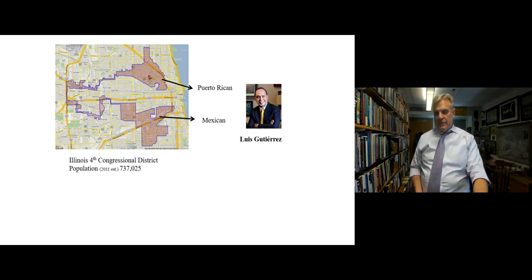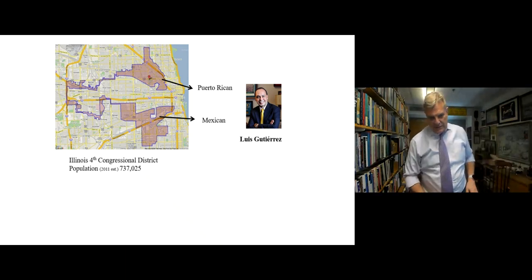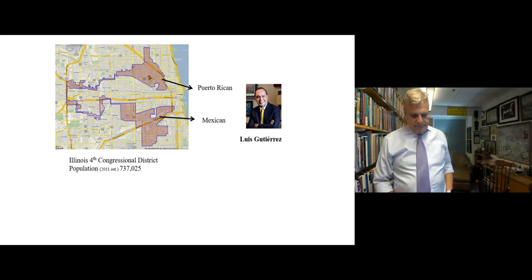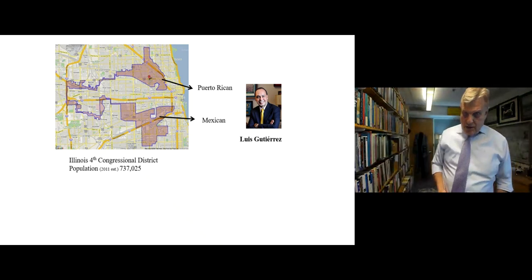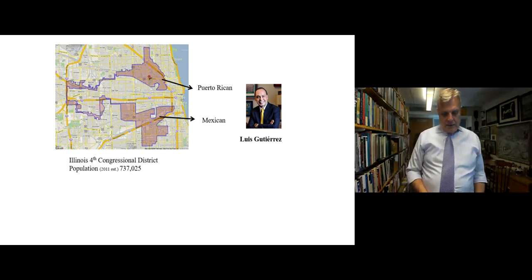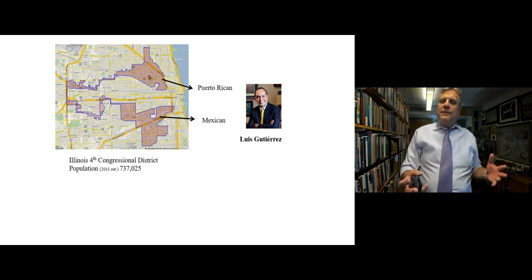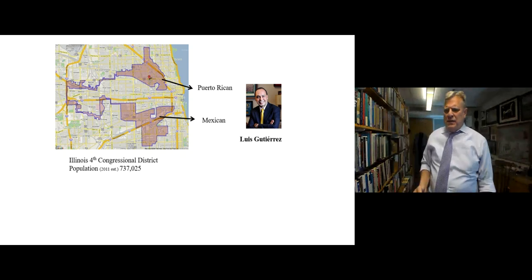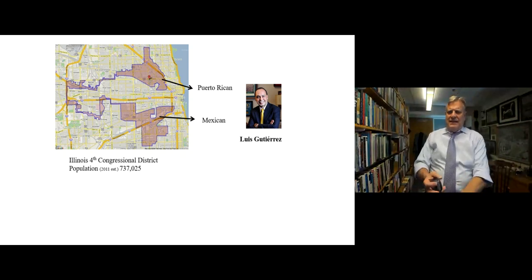This is an old map. Luis Gutierrez no longer represents the 4th Congressional District in Illinois. And they are redistricting it as well right now. But it's a strange-looking district, isn't it? And the idea was that we're going to represent the Latinos. The Hispanics will be here. Don't worry, Luis Gutierrez is going to get elected.